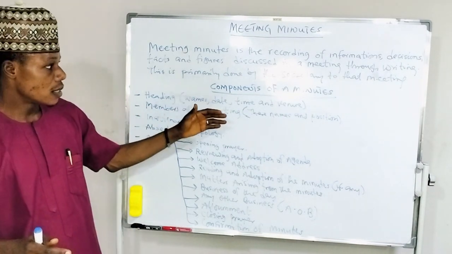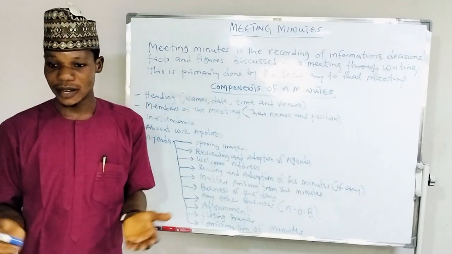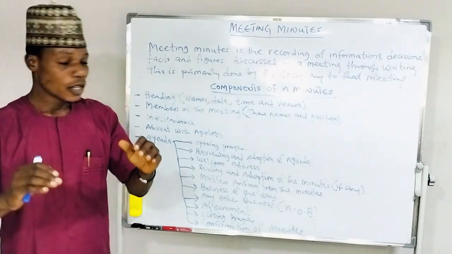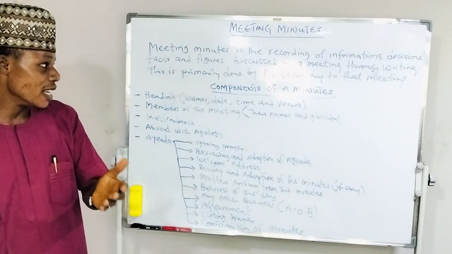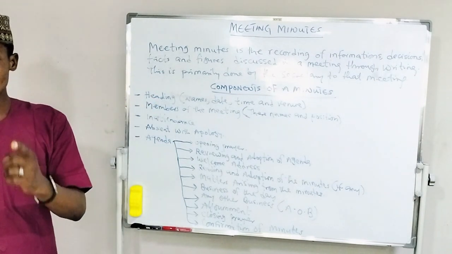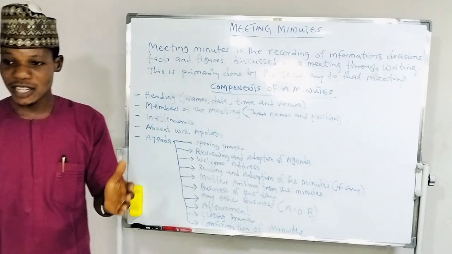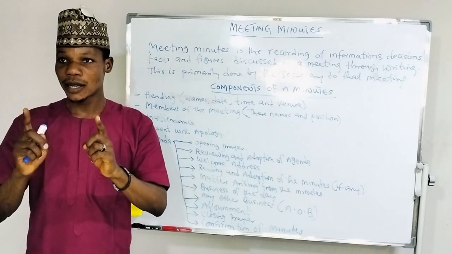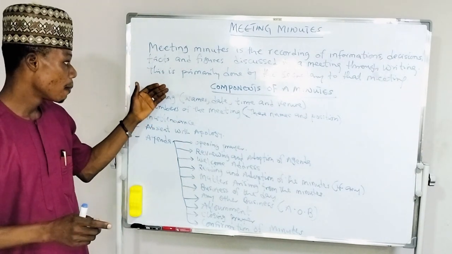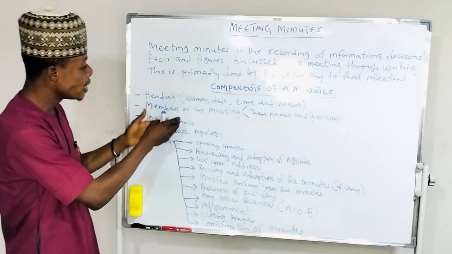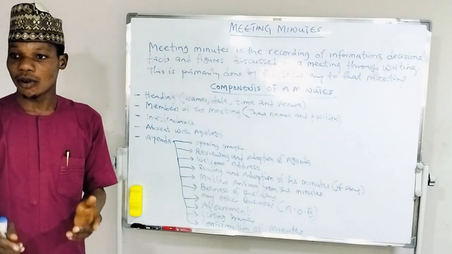Then there are components of a minute. As a secretary, you have to equip yourself with these components so that your taking of the minute will be seamless. It will sail you through without any hitches. The first thing you have to take into cognizance is the heading. Every minute, irrespective of the styles involved, has a unique quality. And among the unique qualities, one is what? Heading. The heading simply means that it will contain the name, the date, time, and venue of the organization.